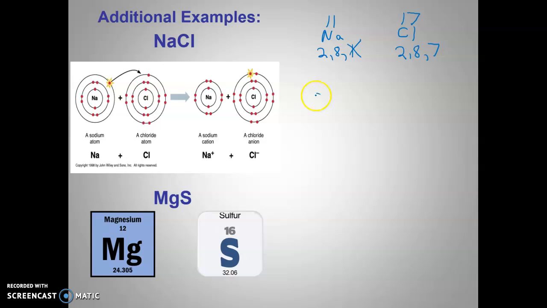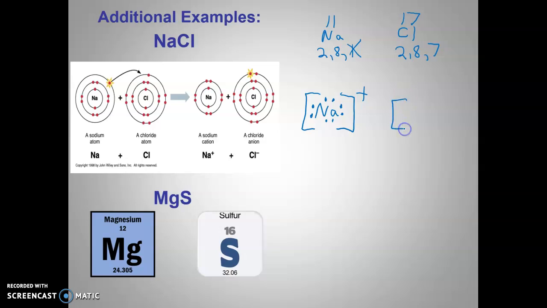And what I could do now is I can draw the Lewis dot structure for sodium. It lost that one electron, so it's dropped down to the second energy level, which is filled. We already made a notation of that up above. But let's make sure that we indicate the charge. It's now a positive charge.